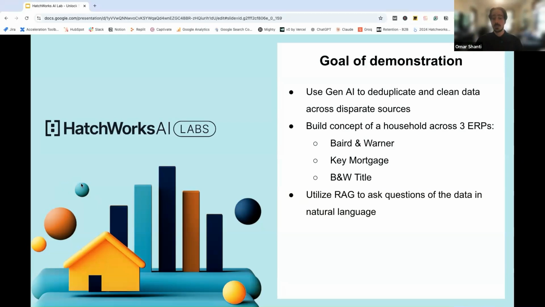We're also going to take the concept of the household that Federico is mentioning is super crucial for upselling and cross-selling opportunities, and talk about how we can build that concept across 3 ERPs, in this case, Baird Warner, Key and Mortgage, and B&W Title. Lastly, once we've done this work of deduplicating the data, adding in a semantic concept, we'll then utilize RAG to take advantage of the semantic concept and have a natural conversation with our data, unlocking insights and unlocking this inspiration loop in a way that anyone can access, no SQL required.